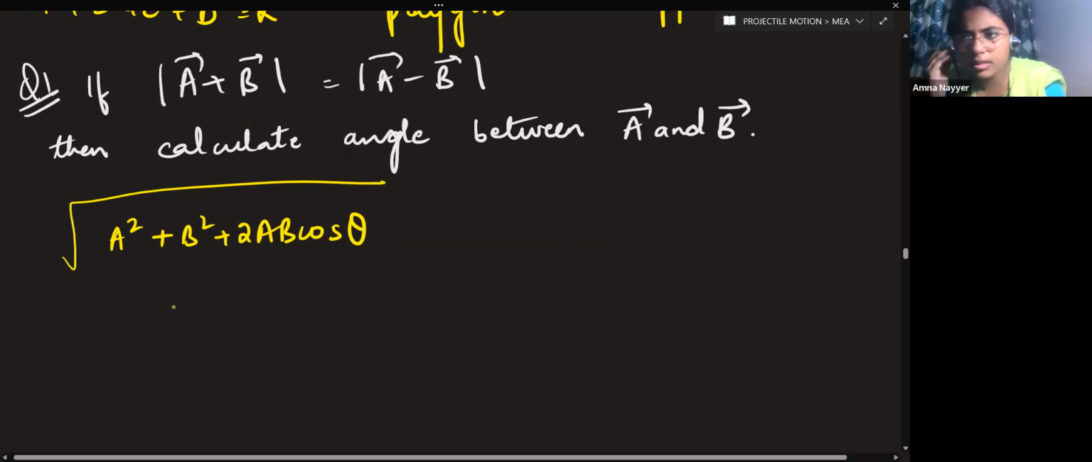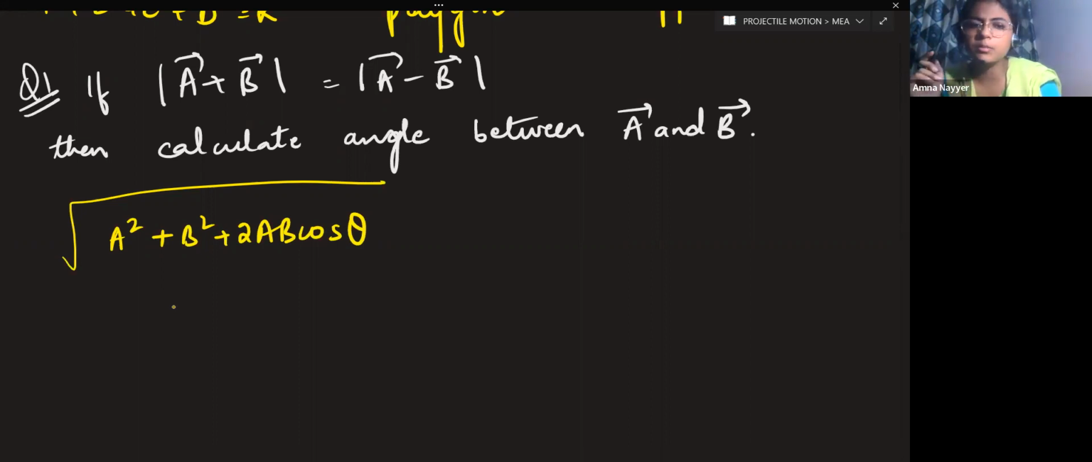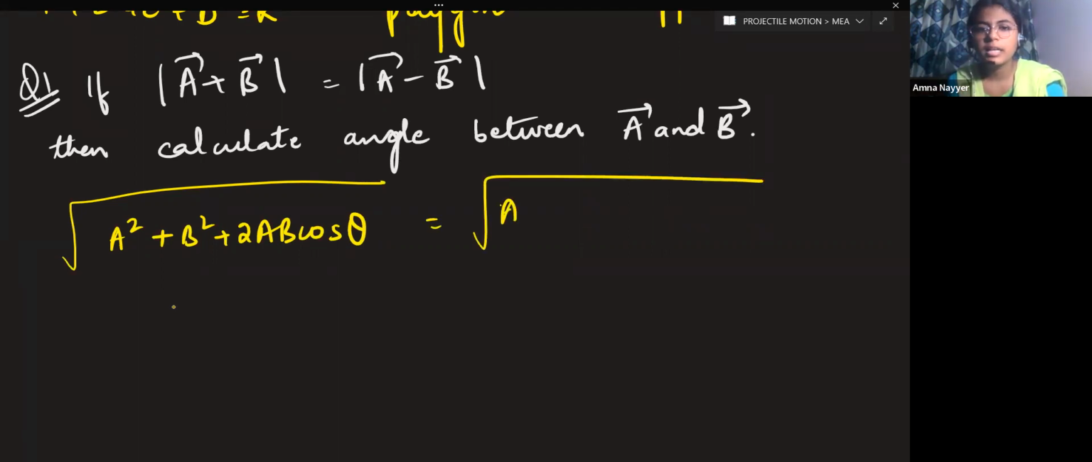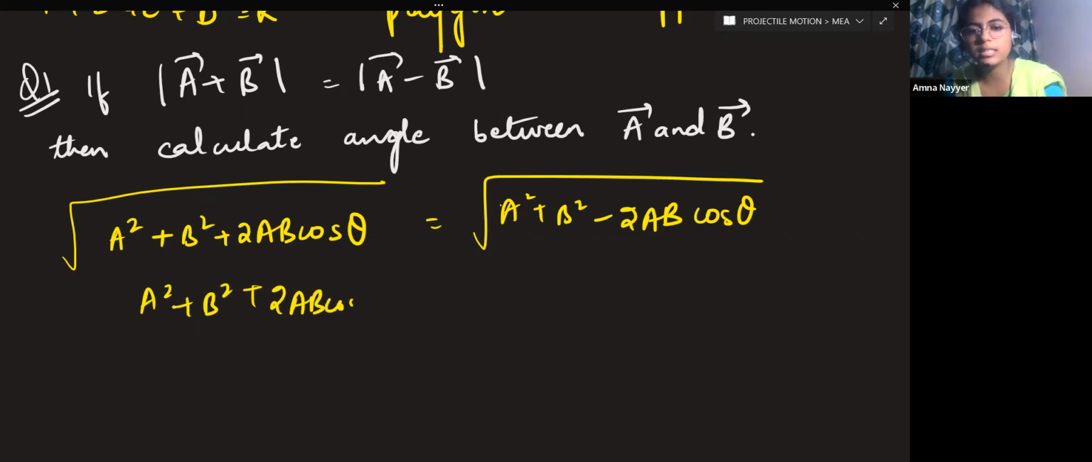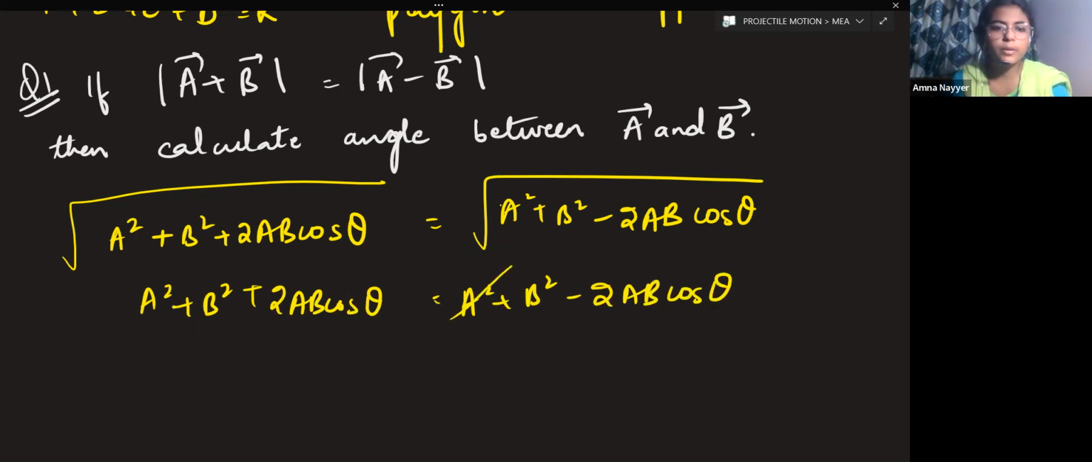Subtraction of vectors I have not discussed with you yet; we have a topic on subtraction of vectors that I'll discuss later. Just the difference that will come here is A square plus B square minus 2AB cos theta. If you square both sides, these square roots will get cancelled. What will be left? A square plus B square plus 2AB cos theta, and here A square plus B square minus 2AB cos theta. A square, B square, B square, all these terms will get cancelled.